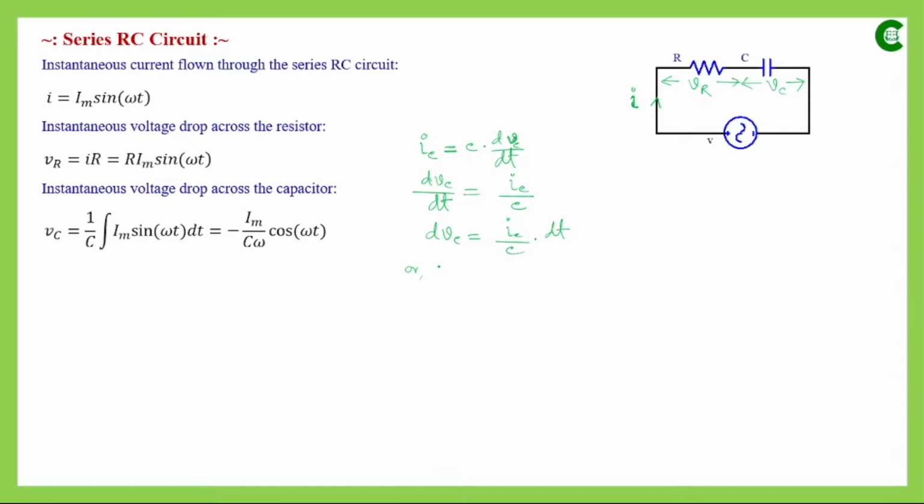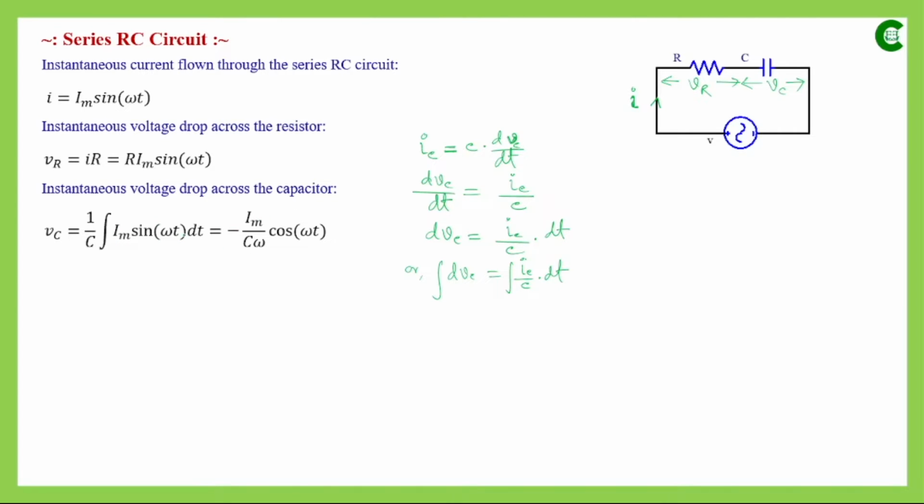Then if we integrate dVC and iC divided by C dt, then 1 by C, since it is constant with respect to time, will come out of the integration, and finally we will get this expression where 1 by C, then integration of iC dt. iC is the current flowing through that capacitor, and this is the instantaneous current. So in place of iC, this expression of instantaneous current has been written. So it is Im sin omega t, and that is integrated with respect to time, dt.